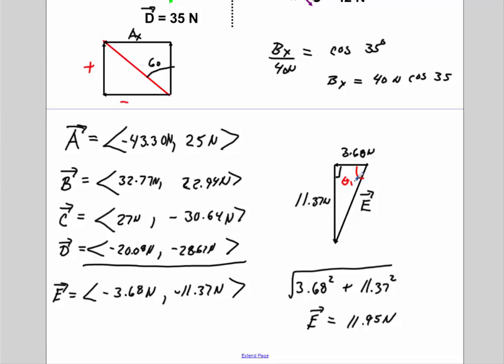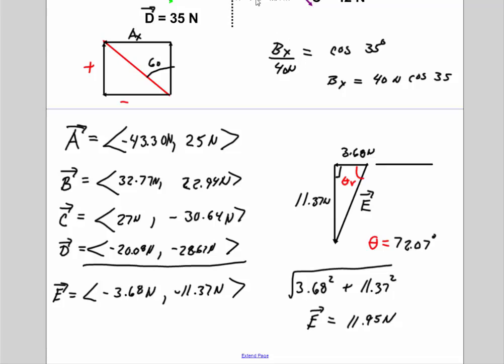Now to find the angle, we're going to find the reference angle first. This is theta r. So to do that, I'm going to take 11.37 divided by 3.68, take the inverse tangent. And the reason I'm doing that is because the tangent of this angle is opposite over adjacent. So 11.37 divided by 3.68, second answer gives me a reference angle of 72.07 degrees.